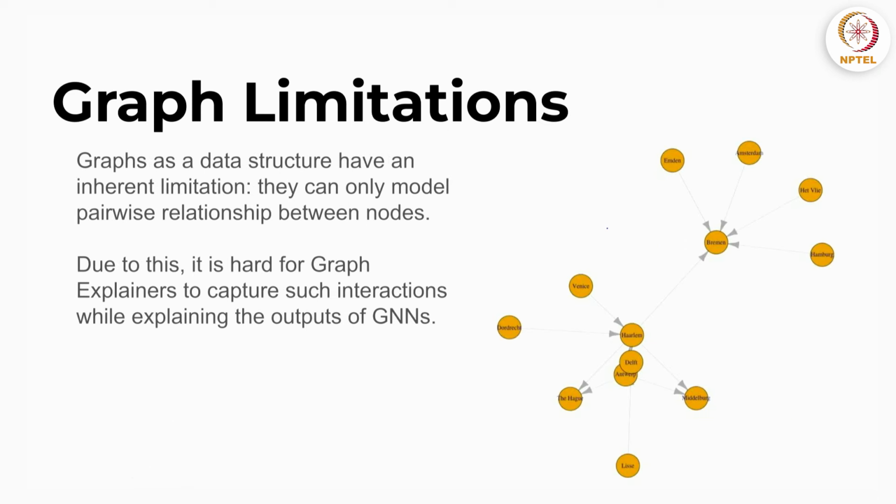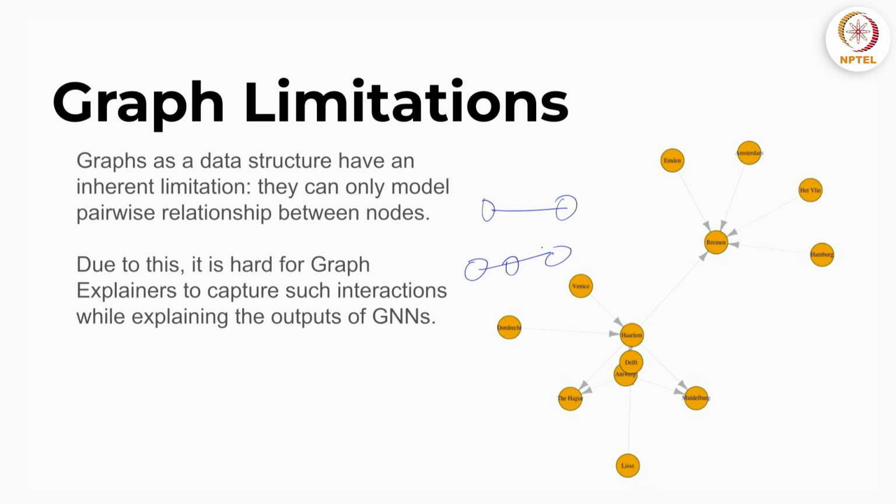So this work started when we realized that graphs themselves have a limitation as a data structure. If you ever noticed, graphs are made up of nodes and edges. Two nodes are connected by a single edge. So in graphs, we can only model pairwise relationships because one edge only connects two nodes. We cannot have an edge connecting three nodes, right? That doesn't exist in a graph.